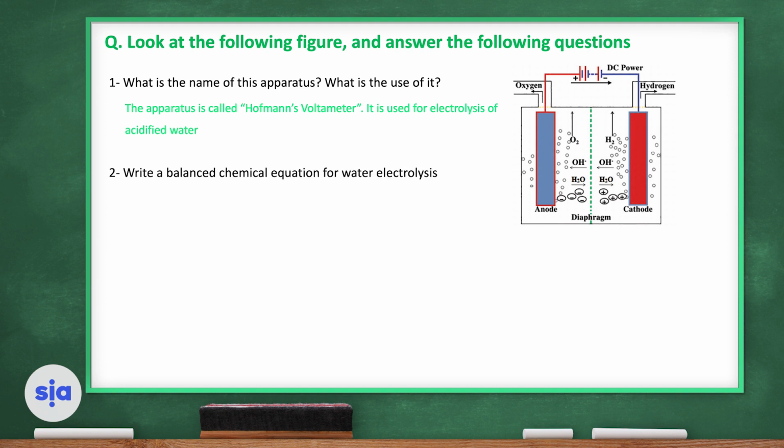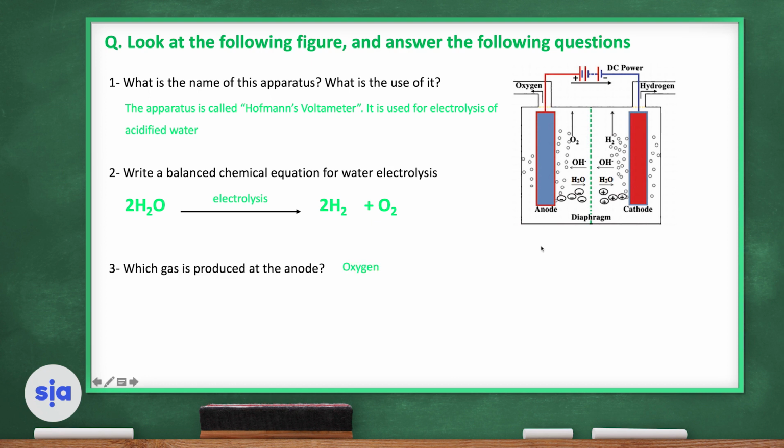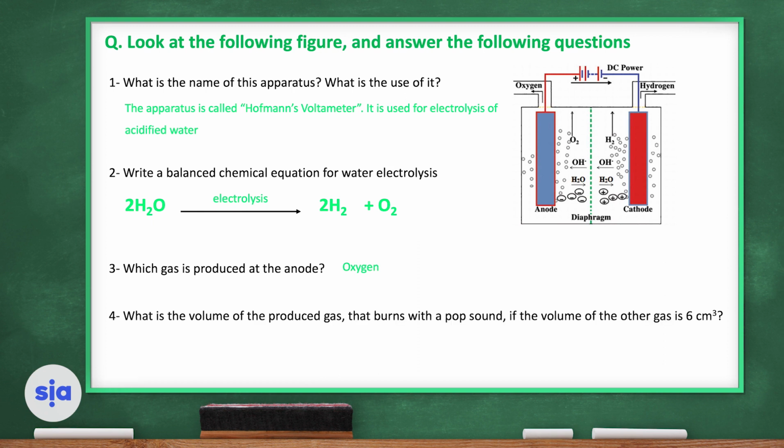Can you write a balanced chemical equation for water electrolysis? Yes. We put water and under the effect of an electric current, hydrogen and oxygen are separated. Which gas is produced at the anode? It's the oxygen. And which gas is produced at the cathode? It's the hydrogen.